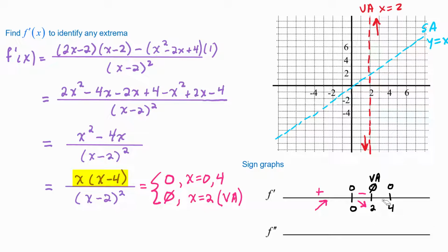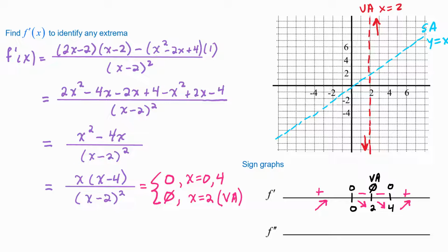A test point here would be 3. Positive times a negative is a negative. Again, the graph is decreasing. So something to notice here is it does not always change just because there's a critical number there. And then finally, a test point over here would be 5, and both of these factors are positive, so the graph is increasing.